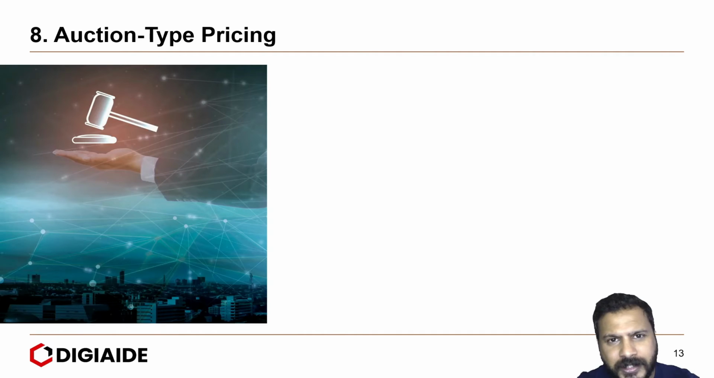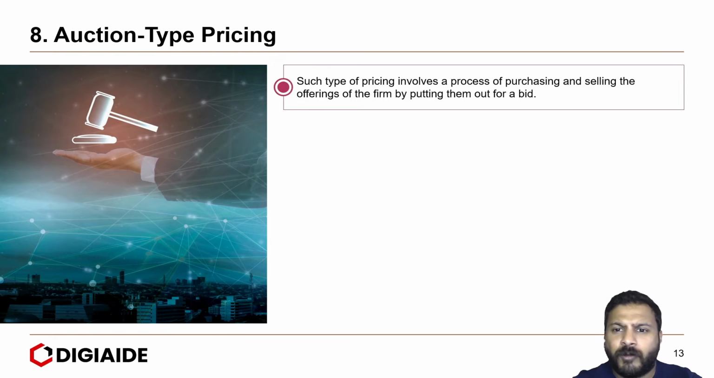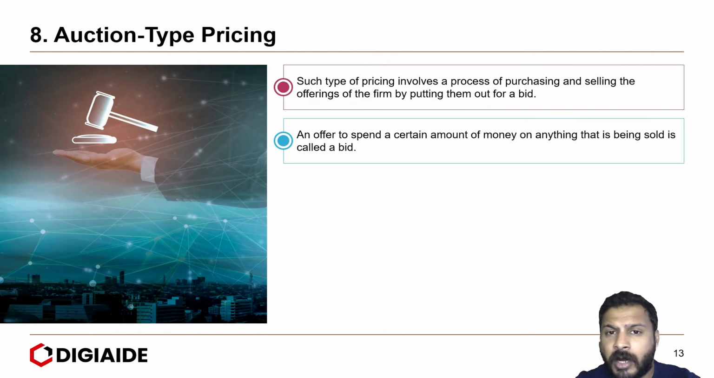Moving on to the last pricing strategy, that is auction type pricing. Such pricing involves a process of purchasing and selling the offerings of the firm by putting them out for a bid. An offer to spend a certain amount of money on anything that is being sold is called a bid.